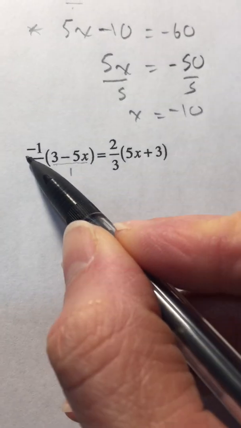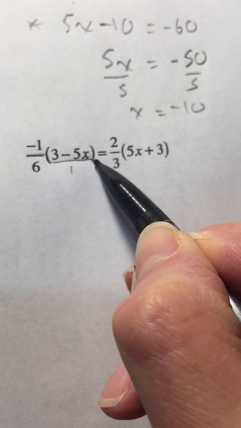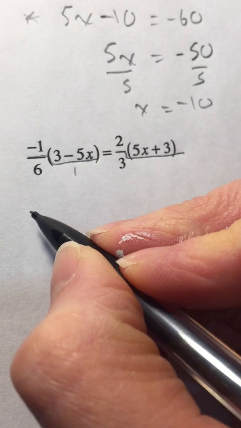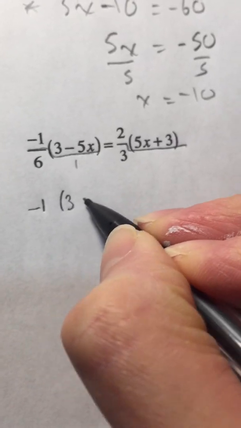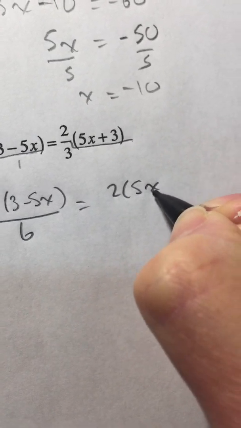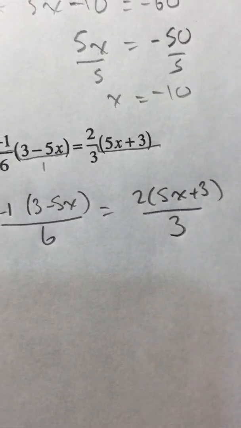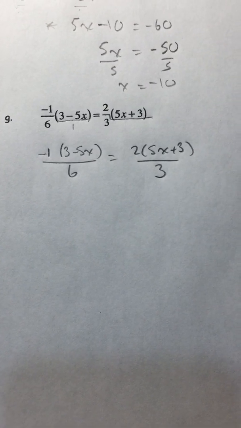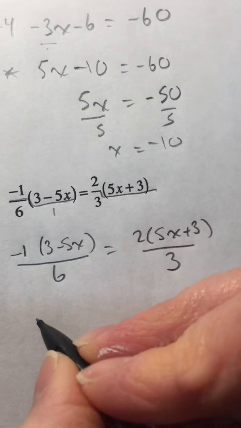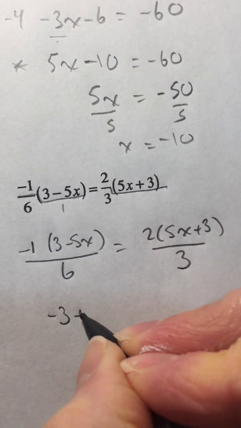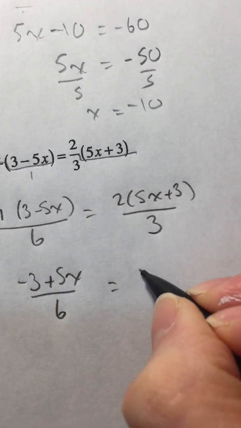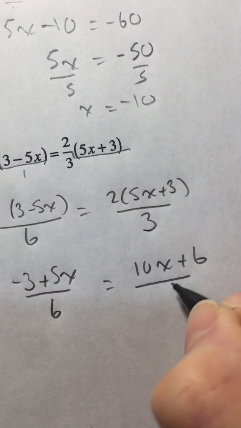So I like to just take this fraction bar and extend it. So what I really have is -1 times 3 minus 5x all over 6 equals 2 times 5x plus 3 all over 3. Okay, now I can distribute that negative through the top, that -1, to get -3 plus 5x on the top. And if I distribute this one over, I get 10x plus 6 over 3.